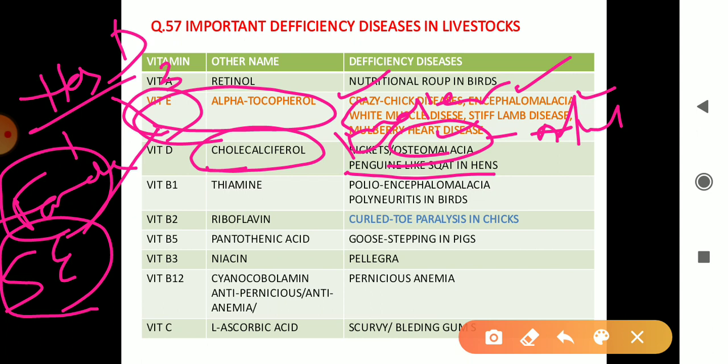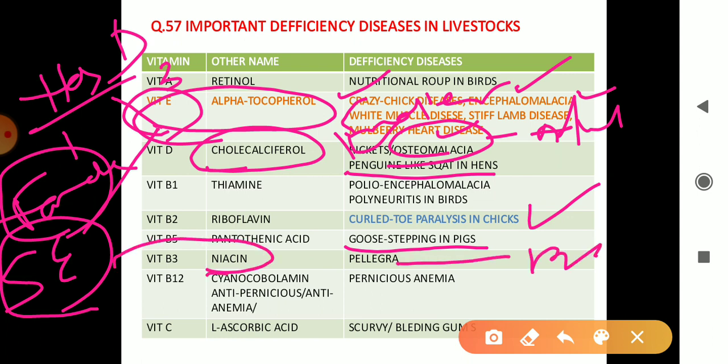With this, thiamine deficiency also causes beriberi in humans. Then vitamin B2 is known as riboflavin, and its deficiency causes curled toe paralysis in chicks. It's a question frequently asked in examinations. Pantothenic acid, also known as vitamin B5, causes goose stepping in pigs, and vitamin B3, niacin, causes pellagra. These are also very important questions.